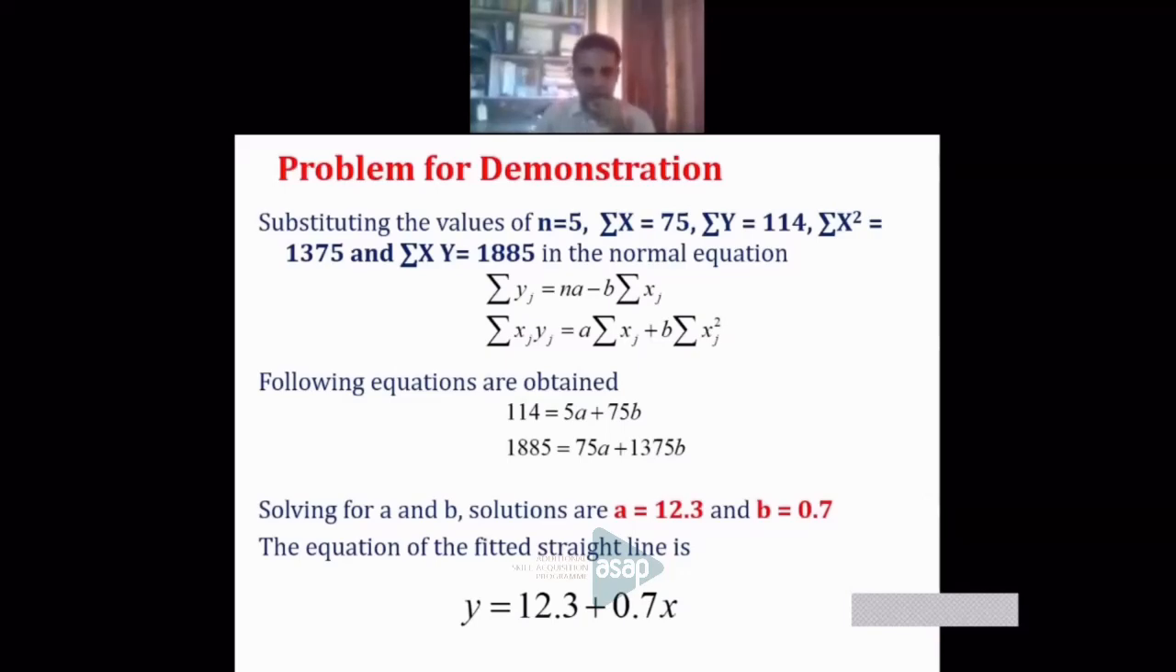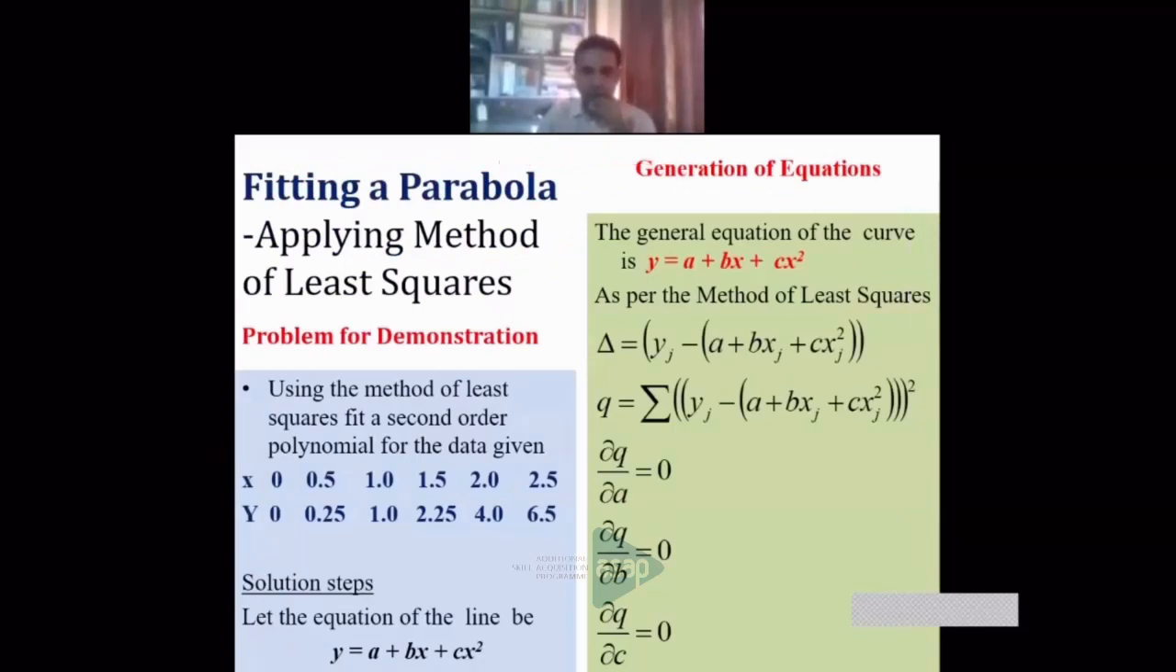Now we look at the next case of curve fitting. That's a parabola. How do you fit a parabolic curve? Here also, I'm taking a problem as a demonstration. So here it can be a little faster because almost the process is the same. So the data set is available here.